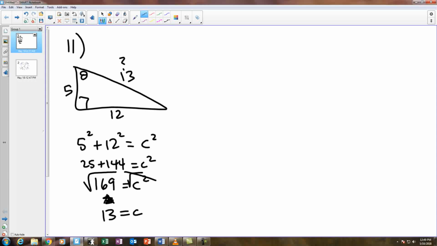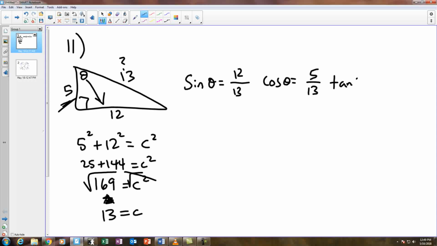If you have other questions about reducing roots, we could talk about that maybe a little bit later. But when we start to do the sine, it is defined as the opposite over the hypotenuse. The opposite side from theta is 12 over the hypotenuse 13. The cosine of theta is defined as the adjacent side, which would be 5 over the hypotenuse of 13. Tangent is, of course, opposite over adjacent. That would be 12 over 5.